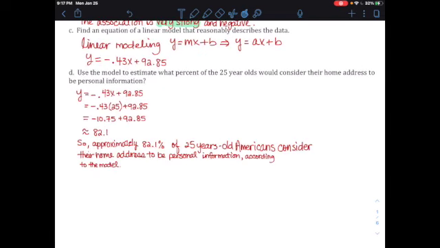So for problem D, I show you the work. You pretty much just say, okay, I'm going to plug in 25 years old where the x is, because that's the independent variable. And then the calculation, and it's about 82.1%. So approximately 82.1% of 25-year-old Americans consider their home address to be personal information according to the model.